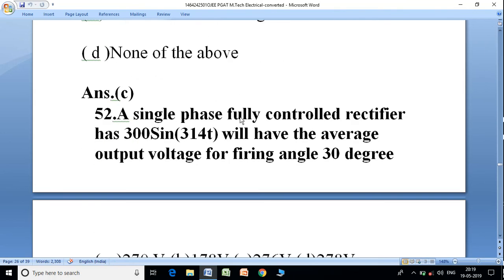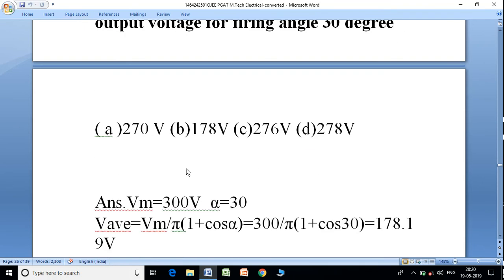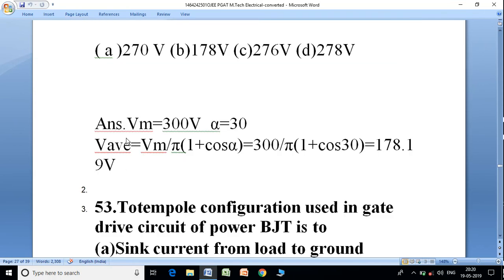A single phase fully controlled rectifier has 300 sine. It will have average output voltage for firing angle of 30 degrees. Options 270, 178, 276. So let us see the correct answer. Vm is equal to 300 volt. Here maximum voltage 300 volt, alpha equal to 30 degrees.